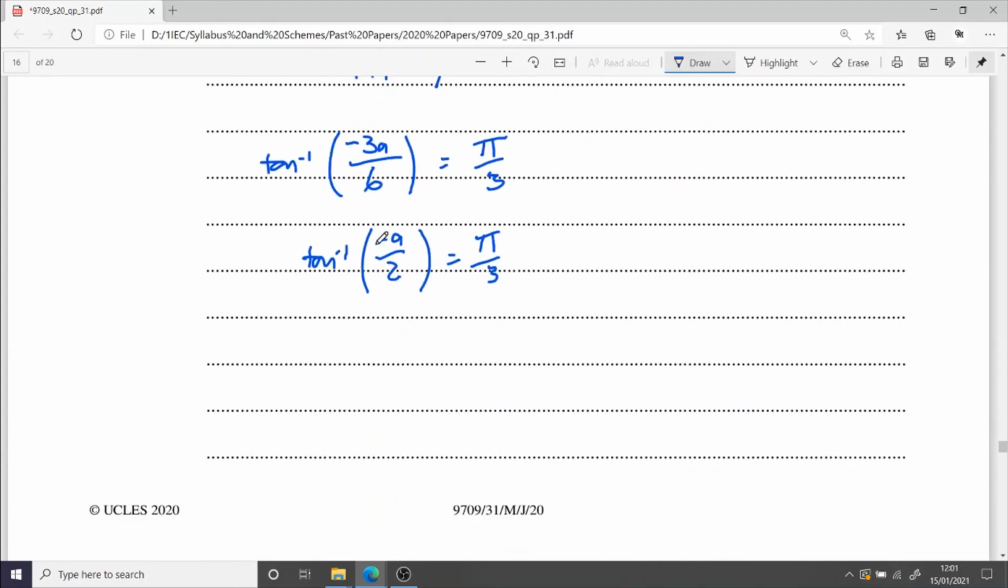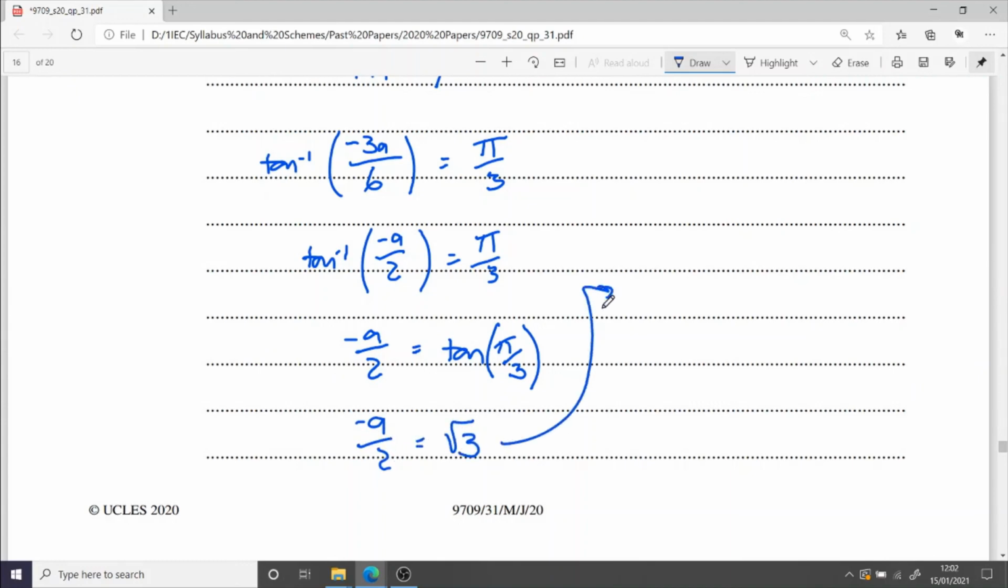And then we are going to take tan of both sides, and we get minus a over 2 is equal to tan pi by 3. Tan of pi by 3 is square root of 3. Multiply both sides by 2 and we get minus a is equal to 2 root 3, so a is equal to minus 2 root 3.